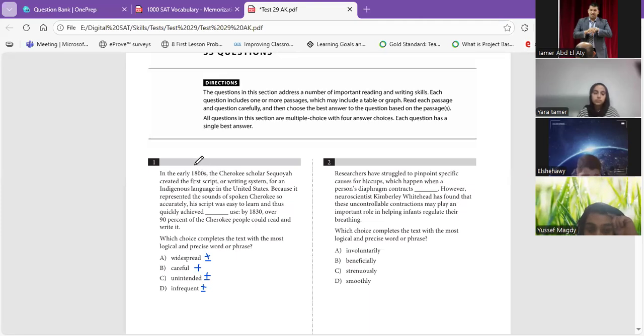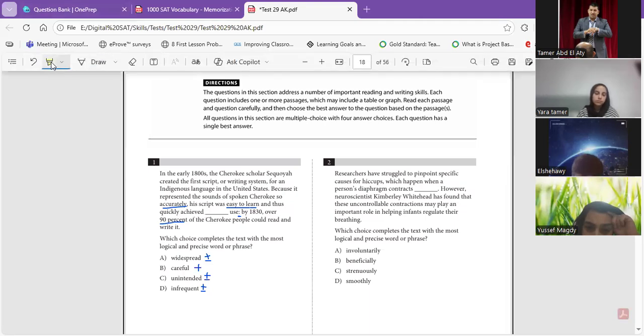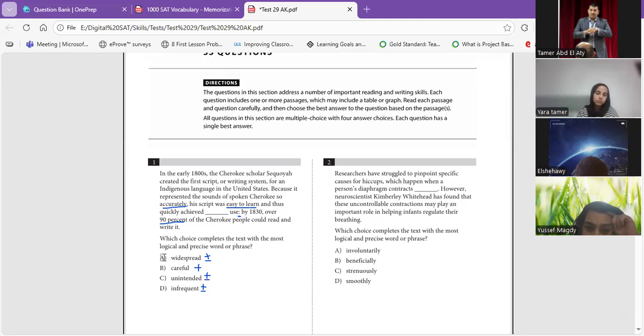It says: in the early 1800s, the Cherokee scholar Sequoyah created the first script, or writing system, for an indigenous language in the United States. Because it represents the sounds of spoken Cherokee so accurately, take care of so accurately, his script was easy to learn, and thus quickly achieved use. We have a colon here. What comes after the colon is going to be an explanation: by 1830, over 90% of the Cherokee people could read and write it. So it's famous. It happened in all places, in all areas. So the answer is widespread.